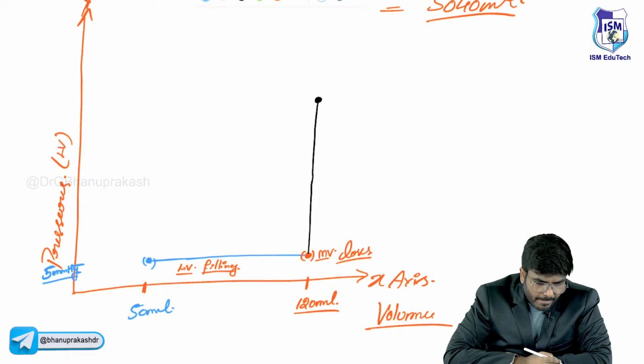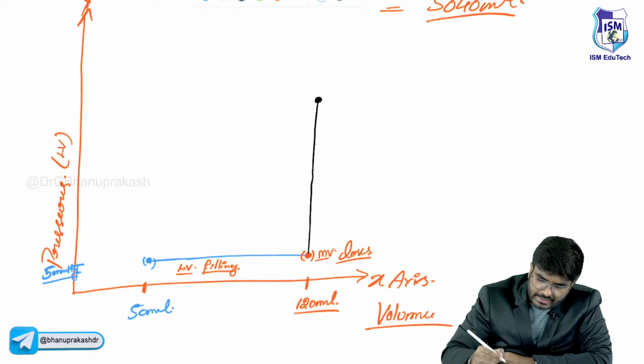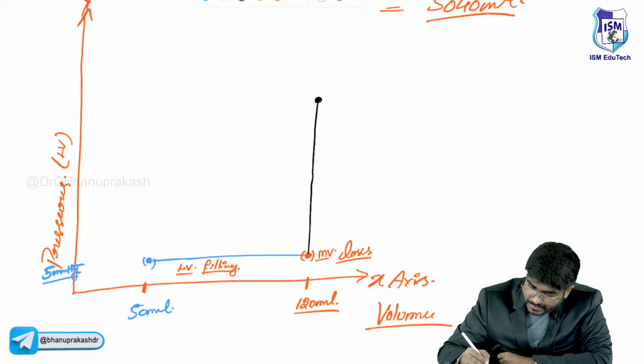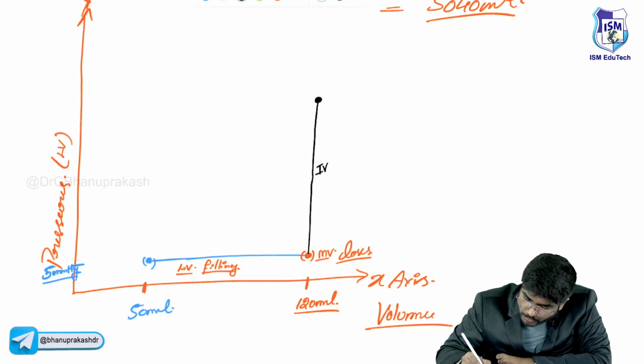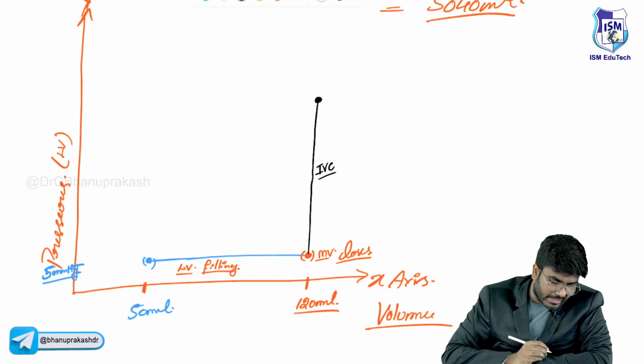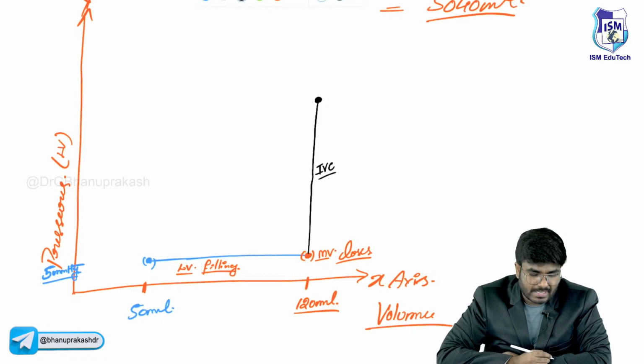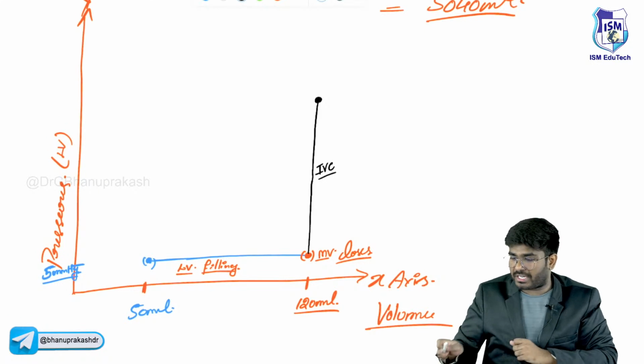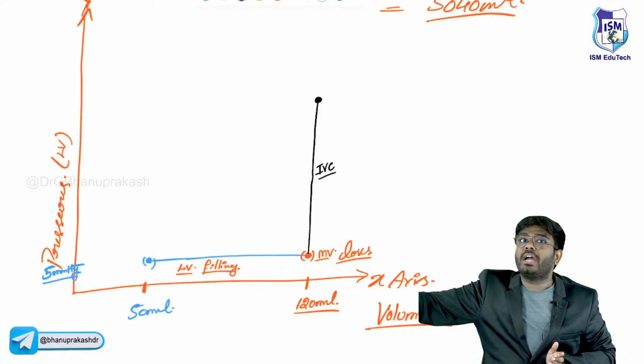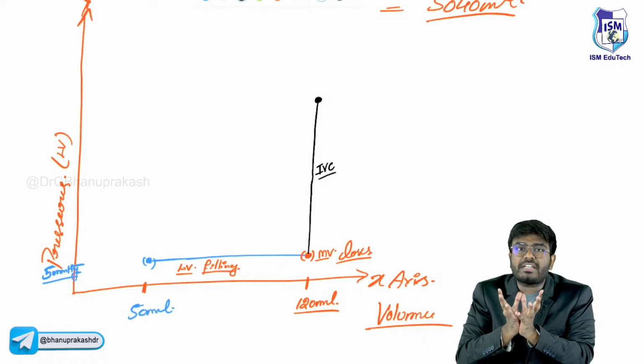Come on, let me see who can answer. Varun Kashyap, excellent. It represents what? IVC, isovolumetric contraction. Yes, it represents isovolumetric contraction because nothing is going out and nothing is coming in. Simply the ventricle is contracting.